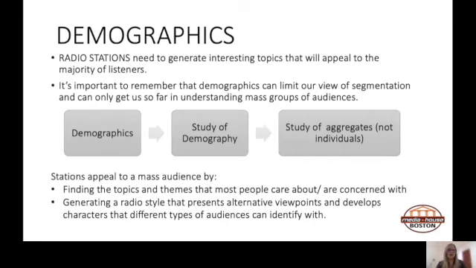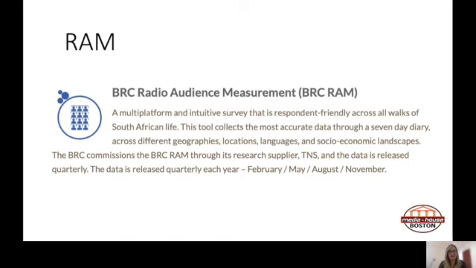So how do we do this? How do we actually compile the data and figure out who is listening to us, okay? Because this is demographics, great. But how do we get our listenership? In South Africa, we use RAM. So the BRC RAM. RAM is what gives us our data.